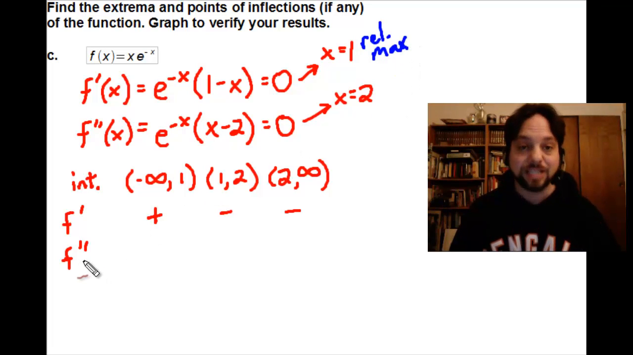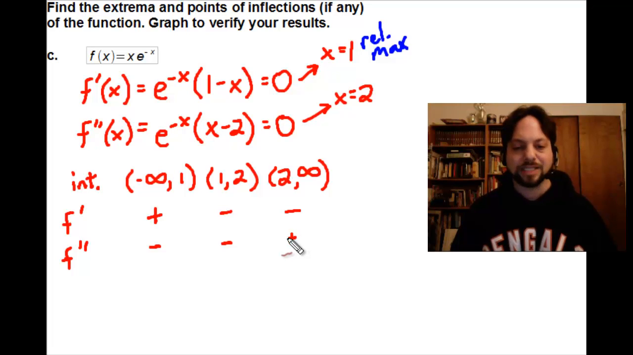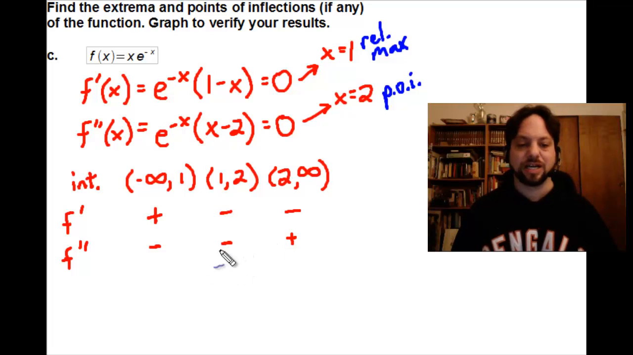Now, as far as the second derivative goes, if you did this correctly, you should find that the second derivative is negative in the first two intervals and positive in the third interval. And what that tells me is that x equals 2 is, in fact, a point of inflection. Well, of course, because the concavity changes from negative to positive, so it must be a point of inflection.